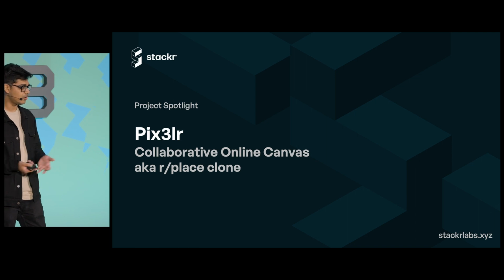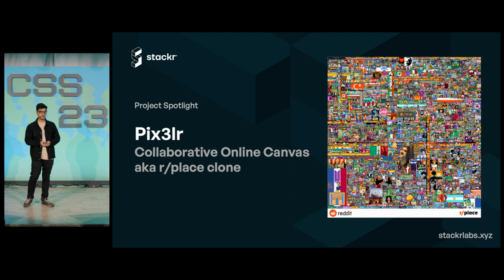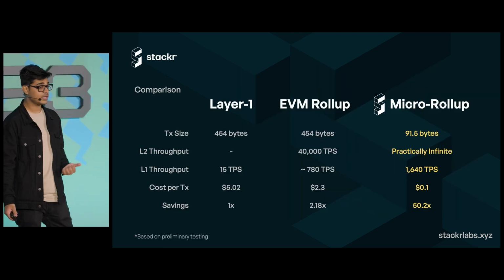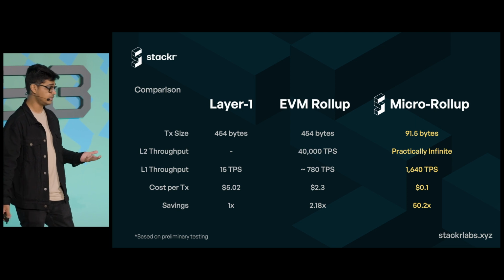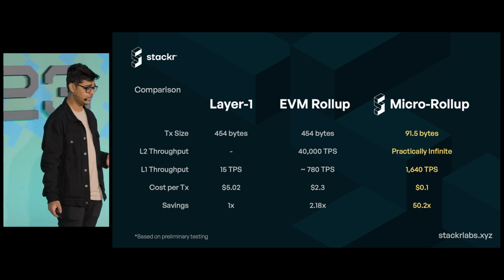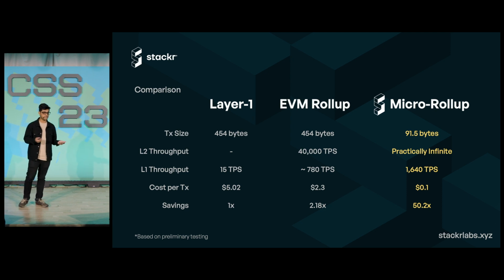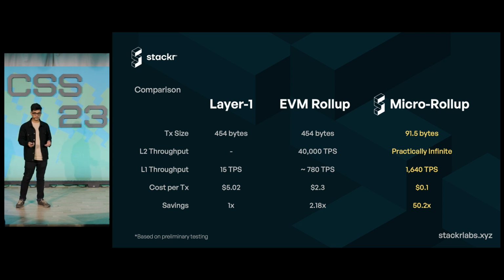It's called Pixelar, which is an online collaborative canvas similar to r/place, which is this monstrosity. And it's what we built, and the numbers we were able to achieve look something like this. We use a custom transaction format, and it allows us to compress the entire transaction into about 3.5 times fewer bytes. The L2 throughput is practically infinite because it's a centralized server, and the L1 throughput, basically how many transactions we are able to confirm in a particular block, leads us to 1,640 transactions per second, and it's about 50 times more efficient than that.